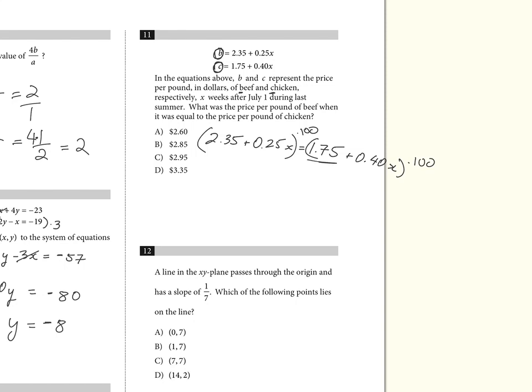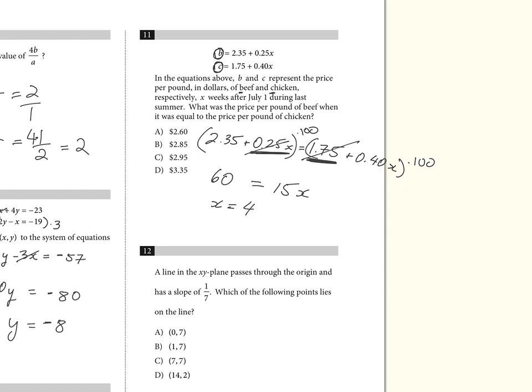I'm going to subtract 175 from both sides, so it's gone here. And on the left side, it's going to be 235 minus 175, that's 60. And then I'm going to subtract 25x from both sides. So the 25x is gone on the left. And I'm going to subtract that from 40x, is 15x. And I get x is equal to 4.